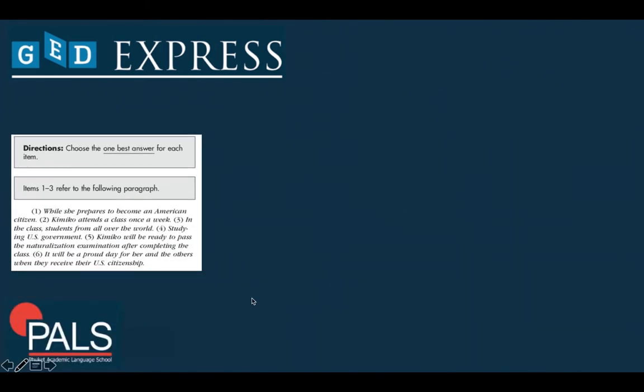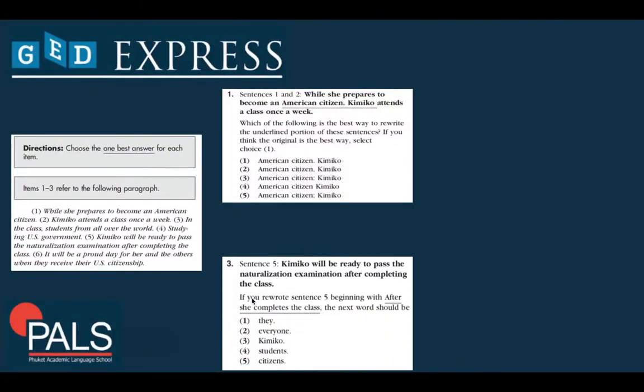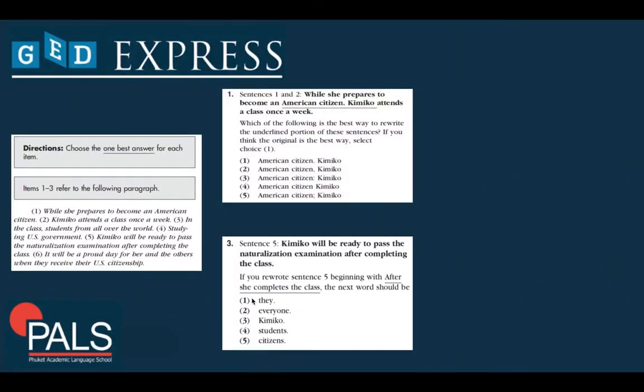Here's a couple of questions for you to practice with. While she prepares to become an American citizen, Kimiko attends a class once a week. In the class, students from all over the world studying U.S. government. Kimiko will be ready to pass the naturalization examination after completing the class. It will be a proud day for her and the others when they receive their U.S. citizenship. Sentences 1 and 2.